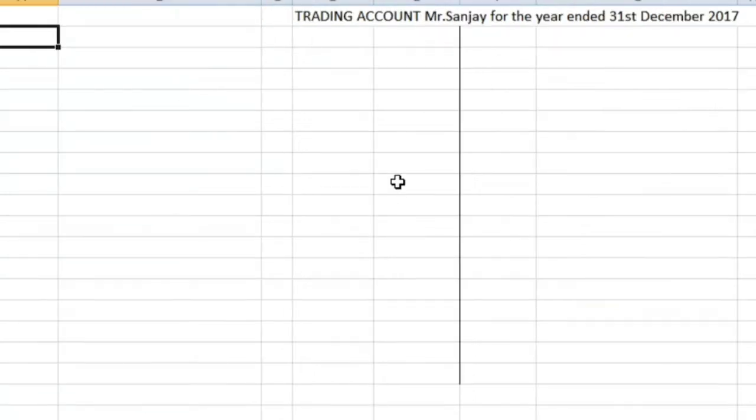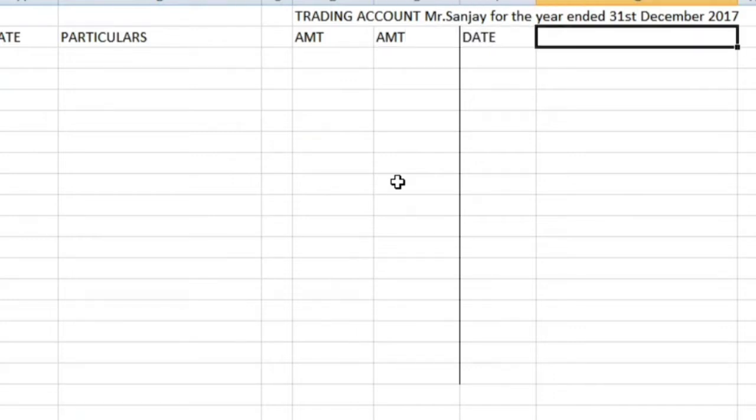Mr. Sanjay for the year end 31st December 2017. Like other ledger accounts, the same format is used here too. It's going to be date, particulars. Okay, no ledger folio, no journal folio. You're not going to take anything from the journal or from the ledger, so that won't come. Then you'll have amount and amount. So except for leaving out the journal folio and ledger folio, the rest is the same.